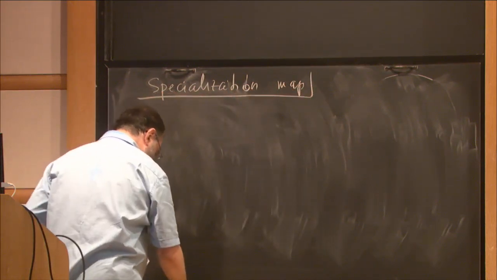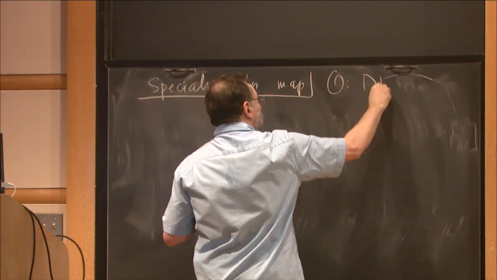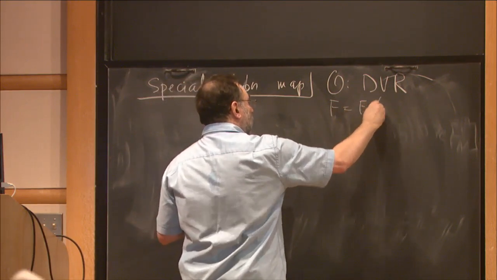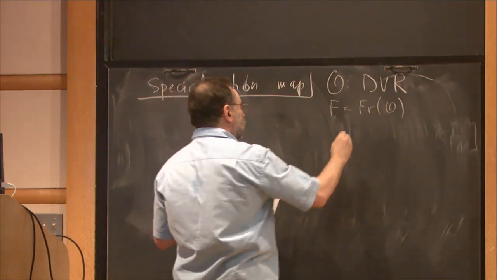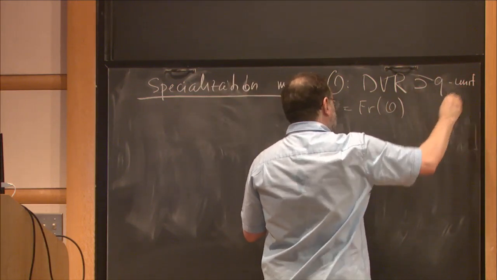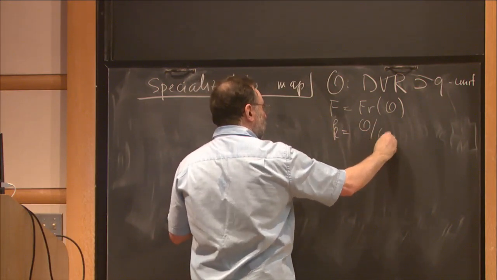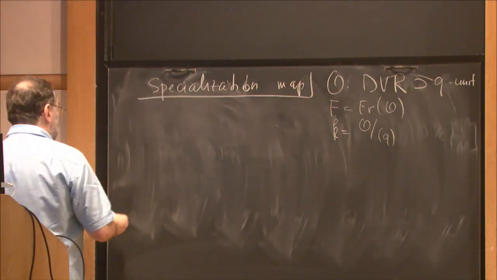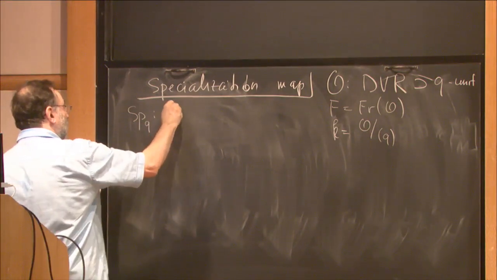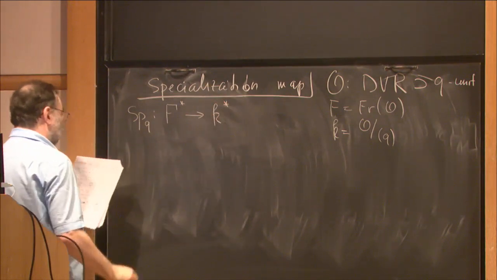So the setup for this is the following: you have some DVR, O, and you have the field of fractions. And you have a uniformizer here, which you call Q. And you have the residue field, which is O divided by this uniformizer. And then there is a specialization map using this parameter from F star to K star, which works as follows.